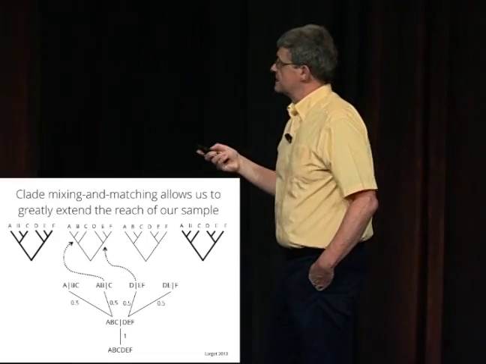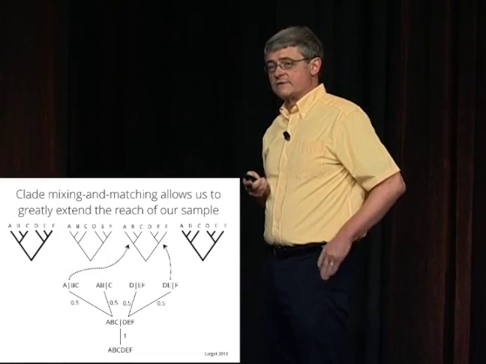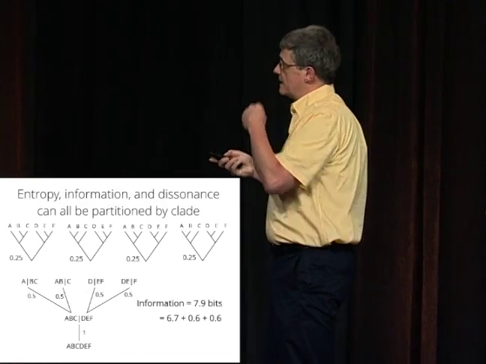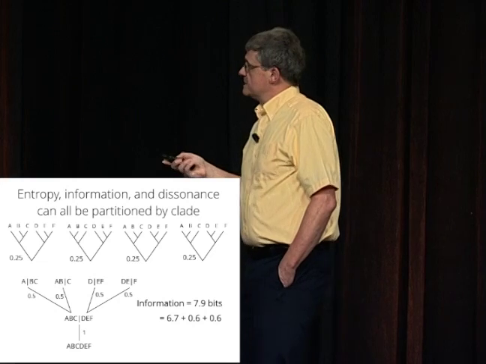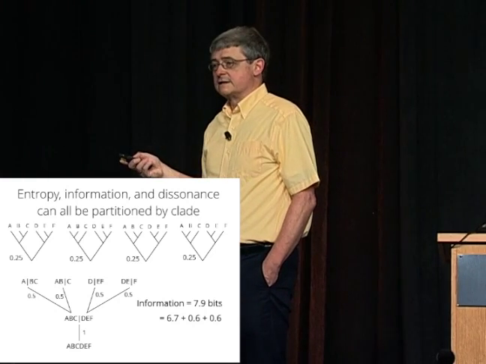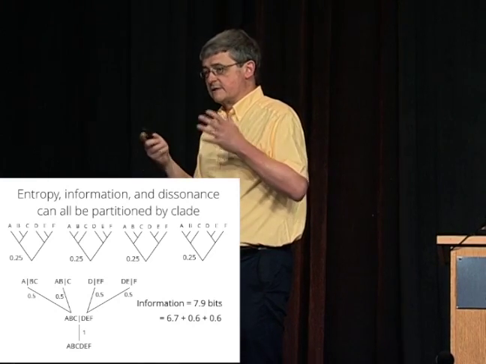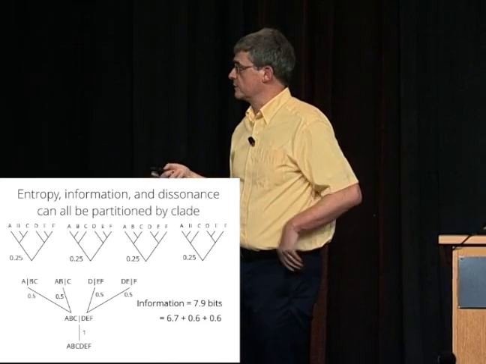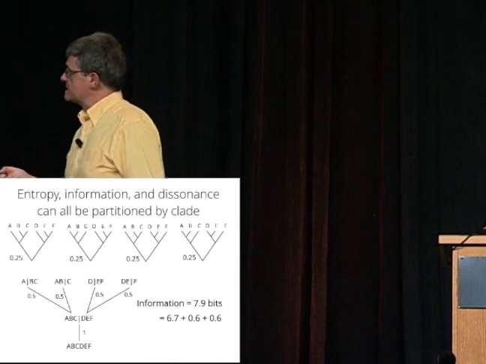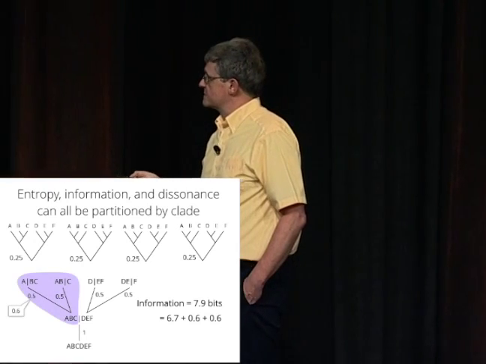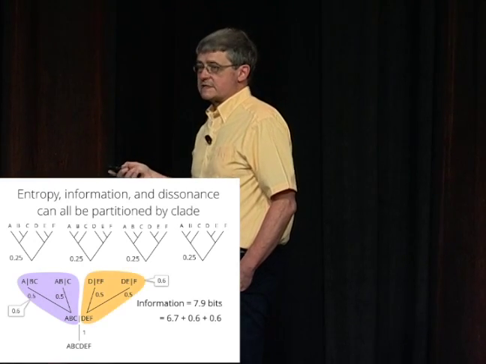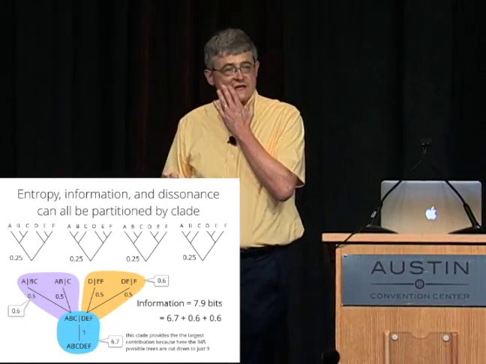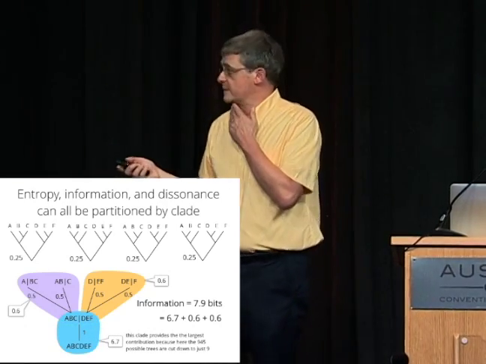And so instead of two trees, we've doubled the size of our sample effectively by using this conditional clade approach. And once you have the conditional clade graph, it turns out that you can calculate the entropy and the information and dissonance and all these things for each clade, and then they all add up to the total. So in this case, there's 0.6 bits in each of those clades, and then a whopping 6.7 in this basal clade.